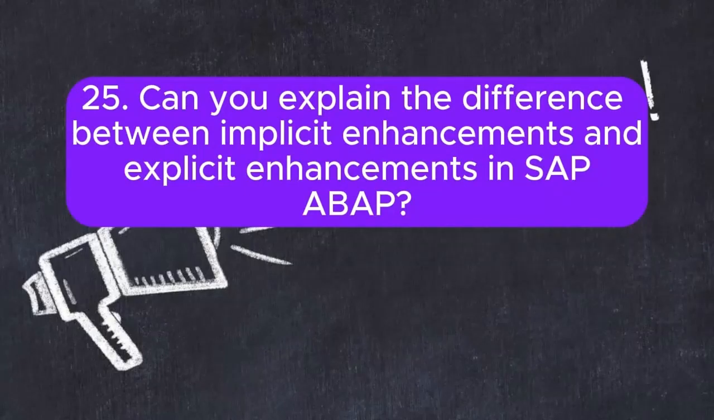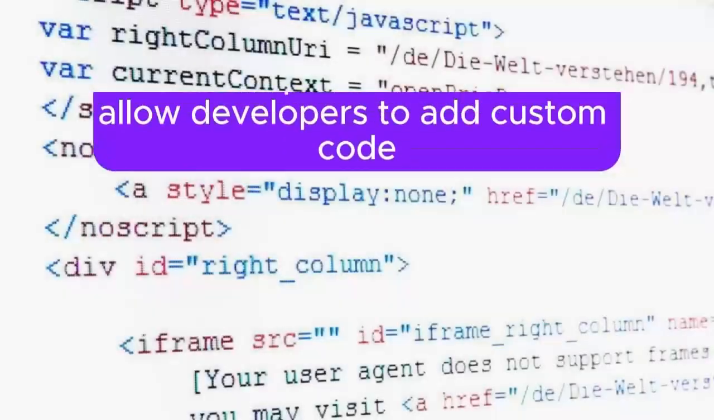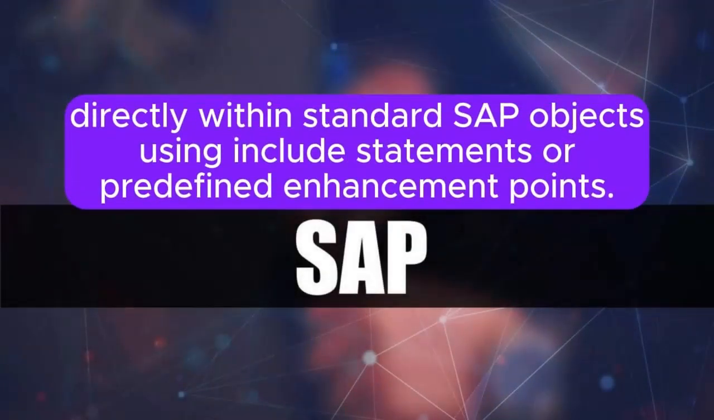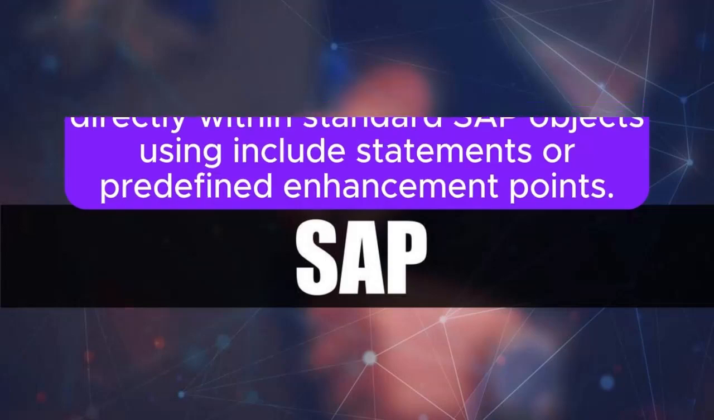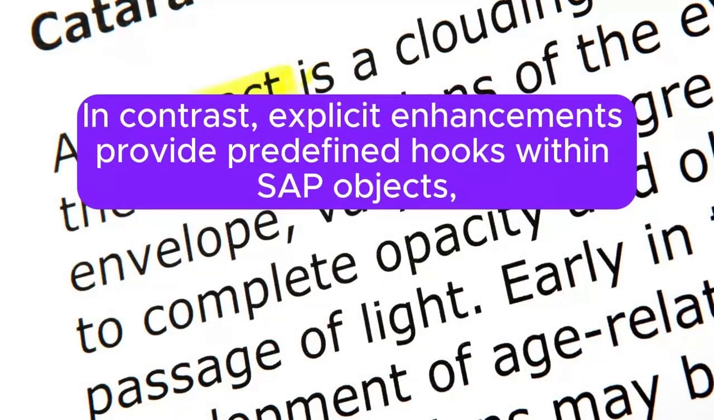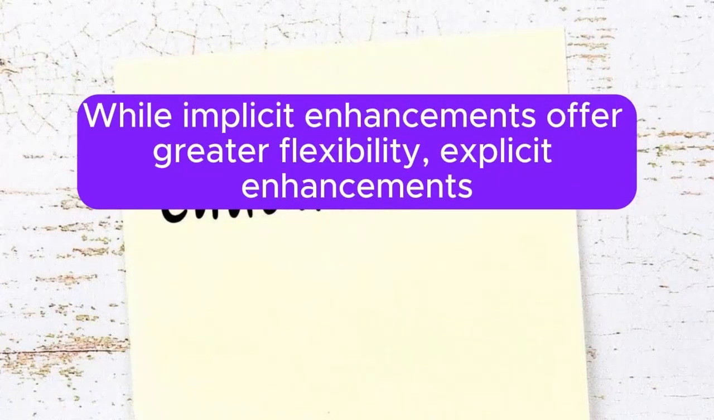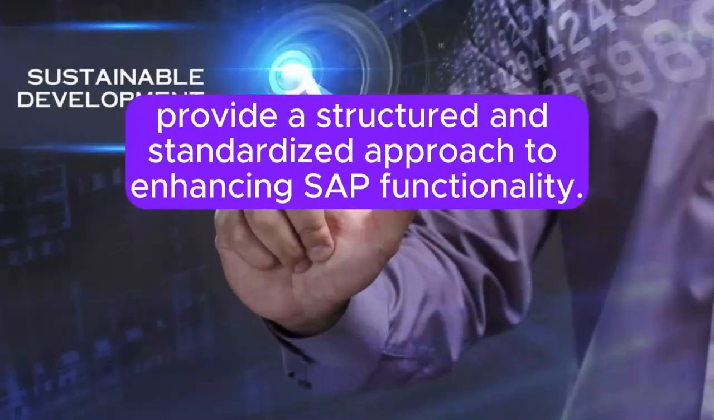25. Can you explain the difference between implicit enhancements and explicit enhancements in SAP ABAP? Answer. Implicit enhancements allow developers to add custom code directly within standard SAP objects using include statements or predefined enhancement points. In contrast, explicit enhancements provide predefined hooks within SAP objects, such as user exits or BAdIs, where custom code can be inserted. While implicit enhancements offer greater flexibility, explicit enhancements provide a structured and standardized approach to enhancing SAP functionality.